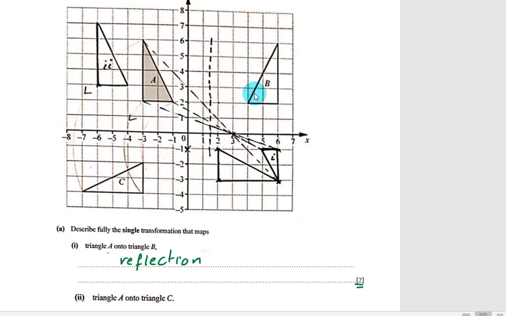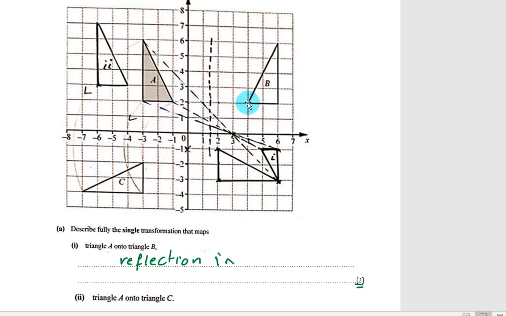Reflection in what? Where is the x of the reflection? The x of the reflection, now we need to find this x. How to find this x? Let us count. 1, 2, 3, 4, 5.